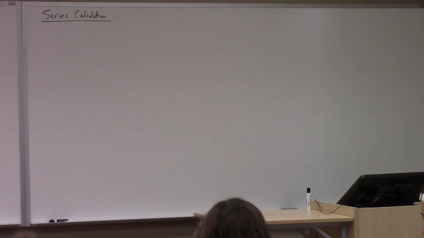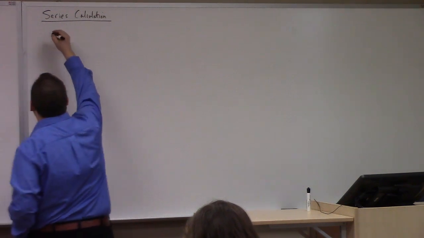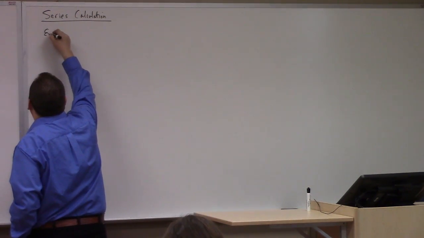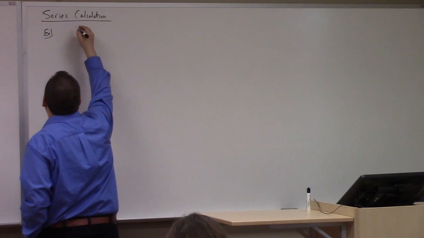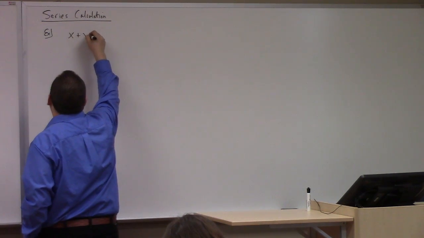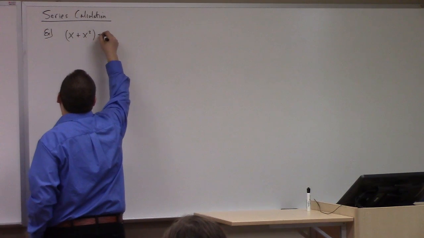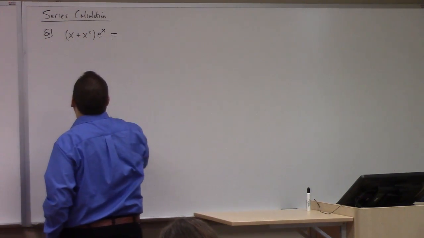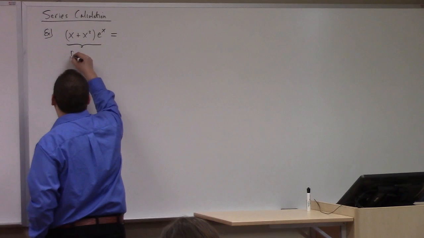So let's go back to some examples. I'm just going to do example after example after example until we get a hang of it. So here's one. If I have x plus x squared times e to the x, find the Maclaurin series for this.